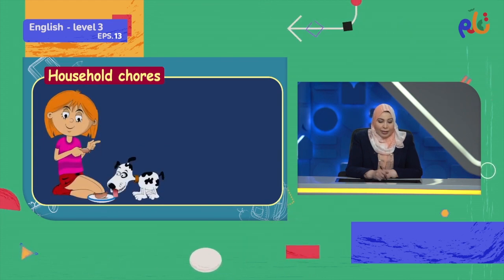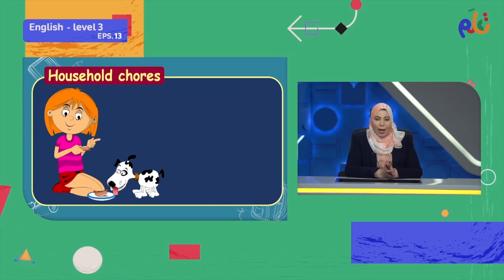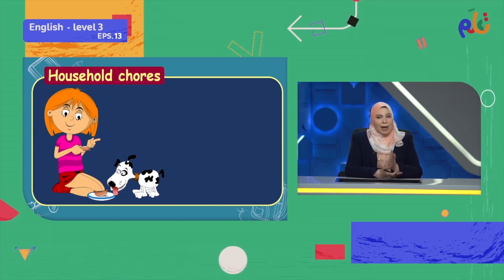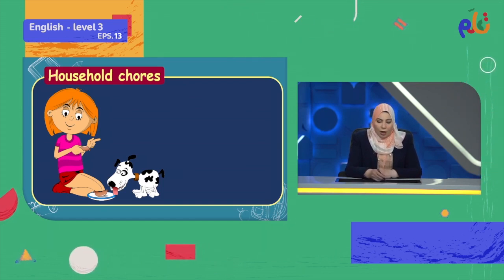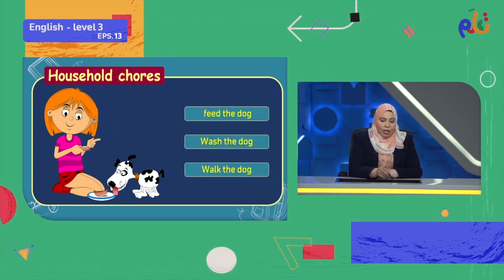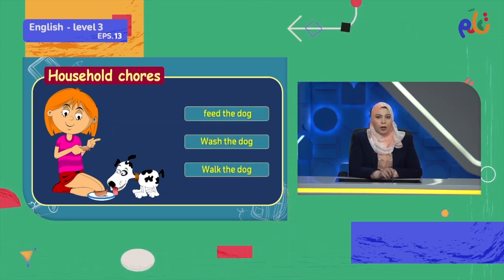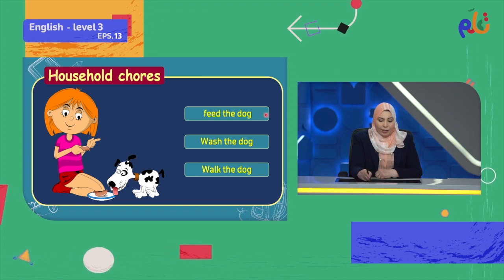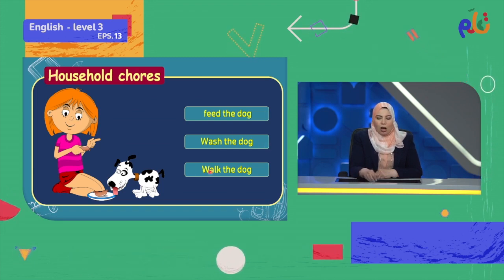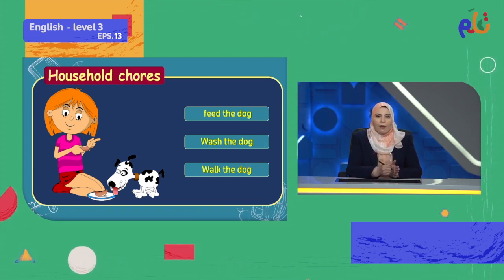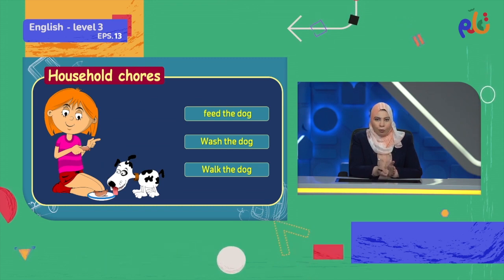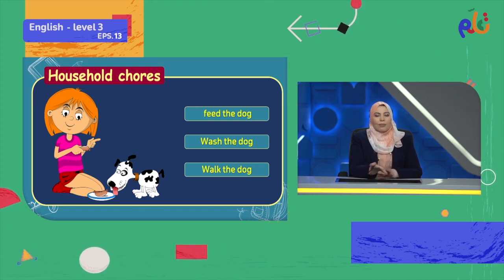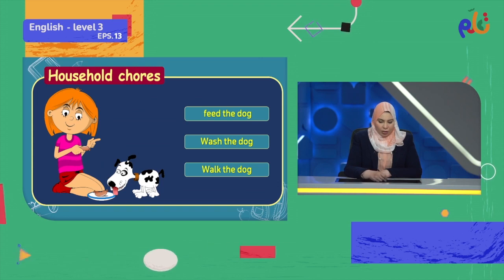Okay, and again, if you have a pet, you can walk the pet. So you can walk your dog. And here she's putting food for the dog. So is it feed the dog, wash the dog, or walk the dog? If I put food or if I give food to my animal, it's feed. So feed the dog.